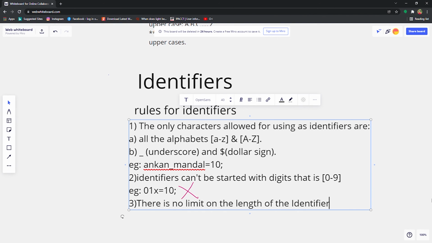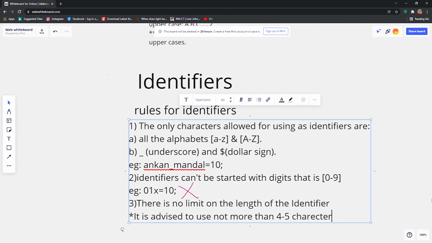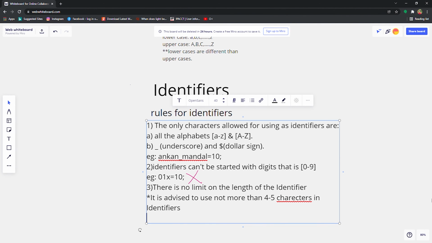So let me write that also: it is advised to use not more than 4 to 5 characters in identifiers. So these are some rules.